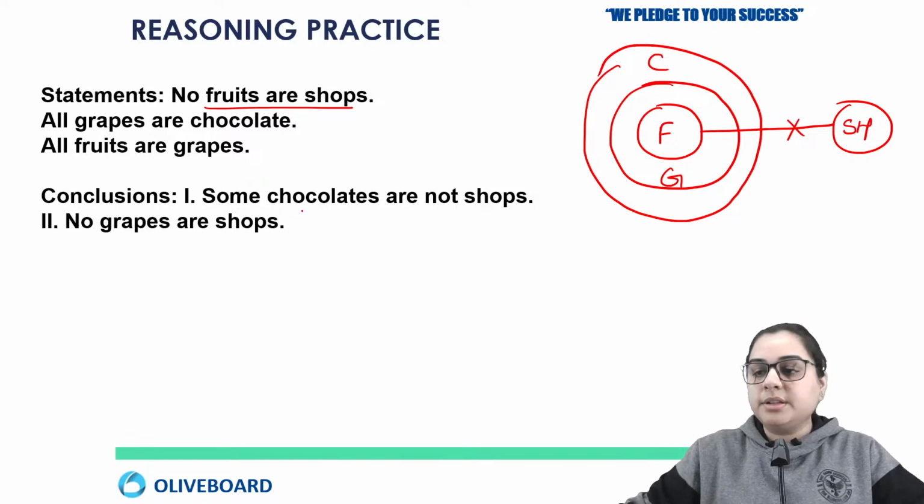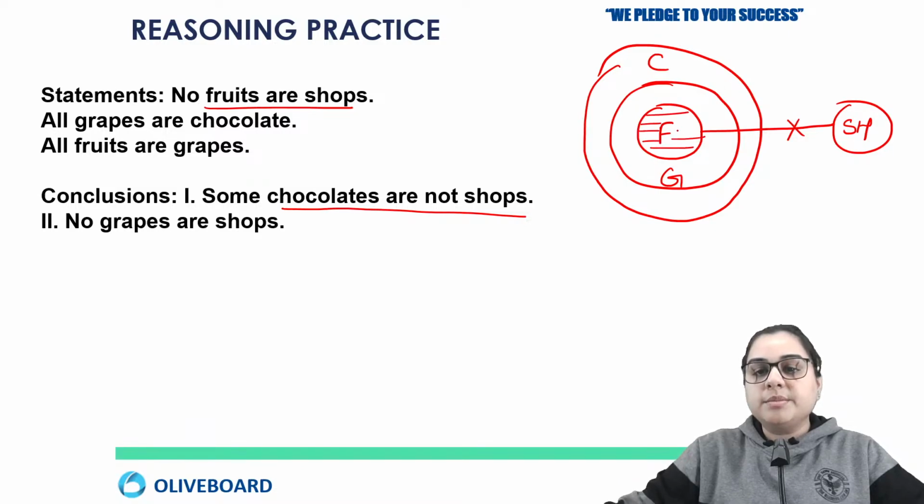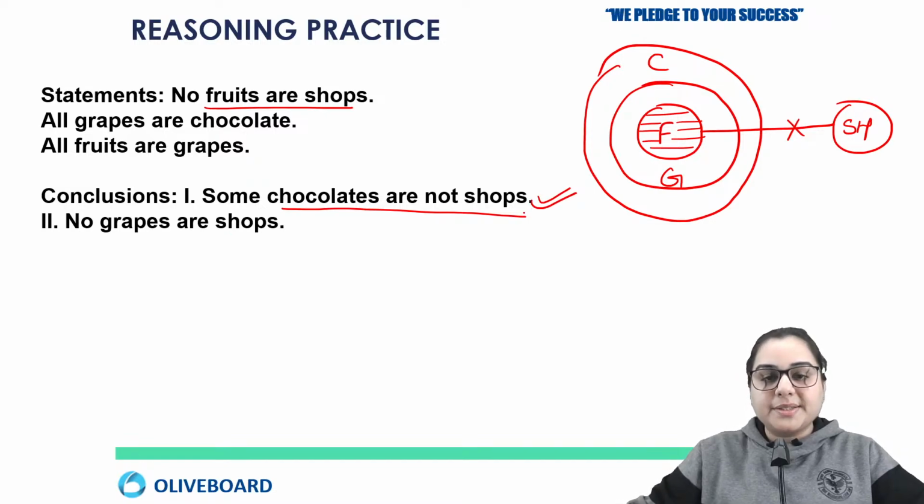So the first conclusion is that some chocolates are not shops. Now this is correct. You can see that the outer circle is of chocolates, and in chocolates there is some area shared with fruits, and these fruits are not shops. So this first conclusion is correct, and this is the most important point for your exam. This kind of question is definitely going to come in your examination.